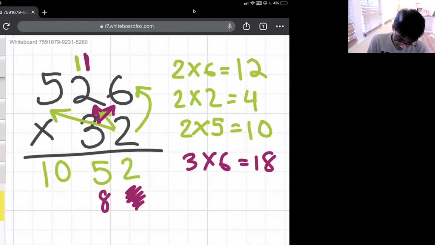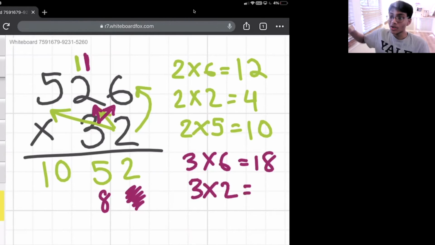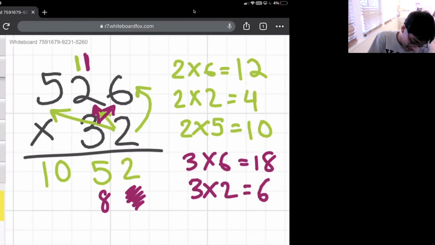3 times 2. What's 3 times 2? If you don't remember, watch the 3 times table video. But if you do remember, 3 times 2 is 6. Don't forget to add this 1. And so 6 plus 1 gives us 7. Now 3 times 5 gives us 15.